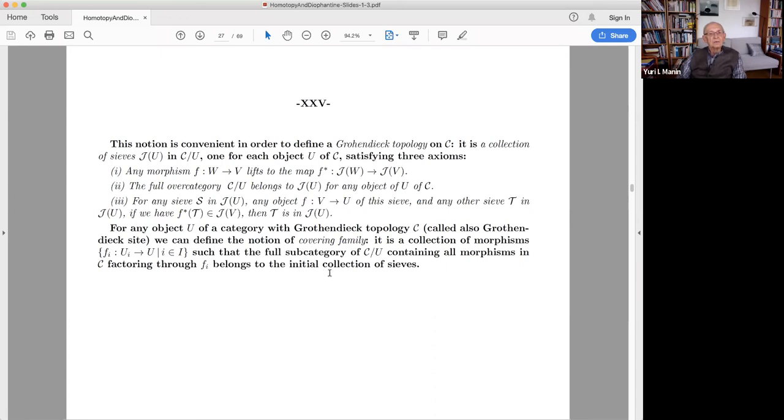And as I said, for any object of a category with Grothendieck topology, such a category is also called a Grothendieck site, we can define the notion of covering family: a collection of morphisms such that the full subcategory containing all morphisms in C factoring through some f_i belongs to this collection of sieves. So the union of coverings, of elements of coverings, roughly speaking, is a covering.